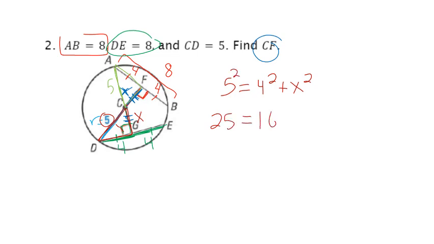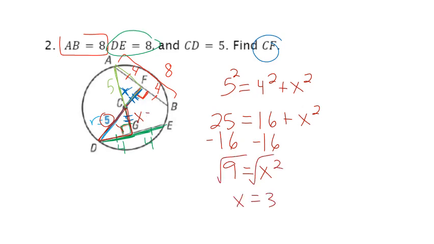So we have our right triangle, and I'm going to do the square root. And we actually get our answer to be 3. So CF is going to be 3 units long.